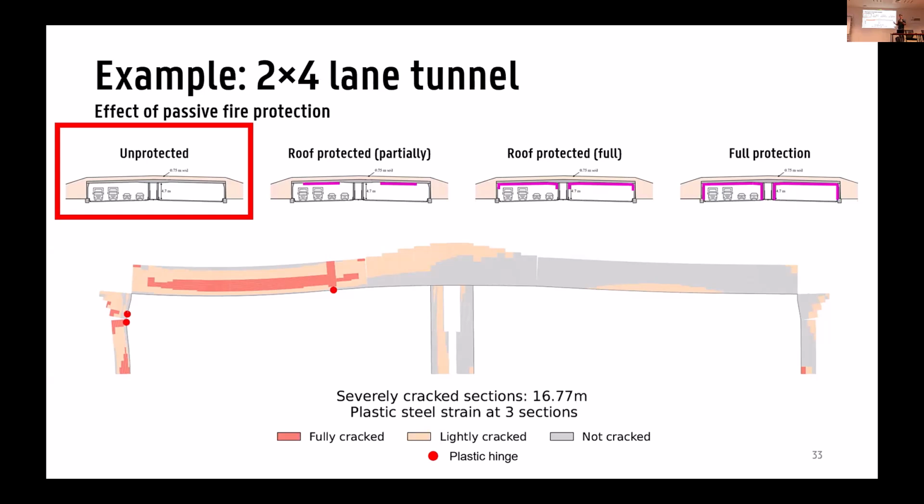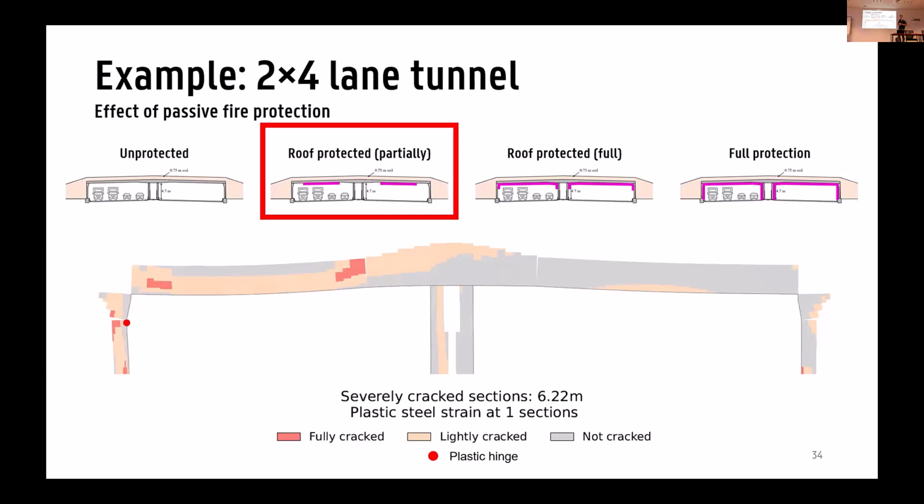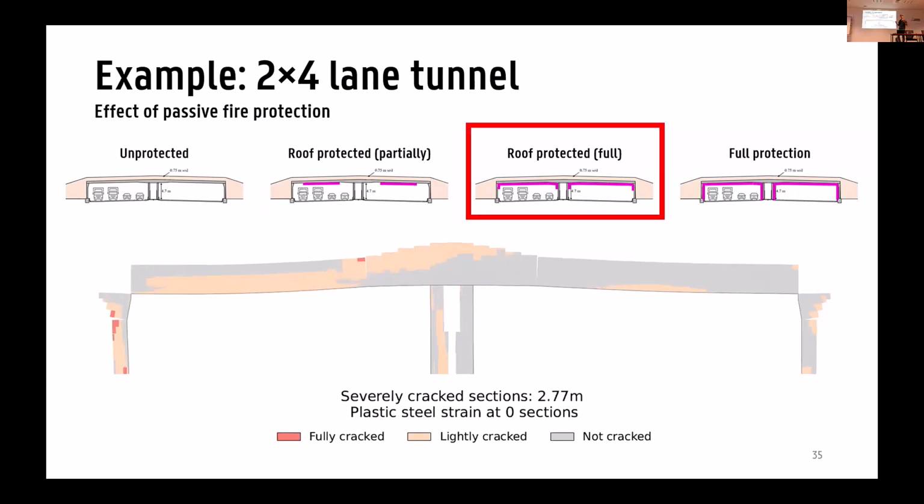And now we can look at what would happen if we protected only the central part of the roof slab. Because we get a lot of cracking in the roof slab, and we get the plastic hinge. Maybe if we put some passive fire protection there, we can prevent it from happening. And if we do that, we see that we get a completely different result. The cracking is severely reduced, and the plastic hinge which was in the roof slab is no longer there. But you still see a plastic hinge in the outer wall, so we might have to do some additional works.